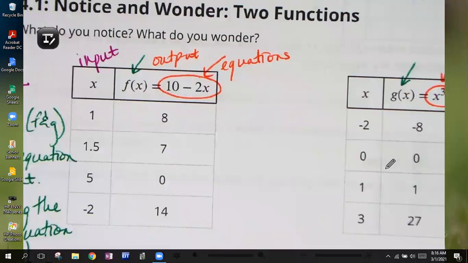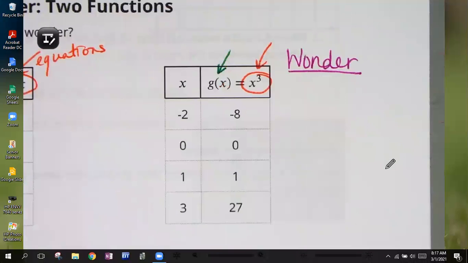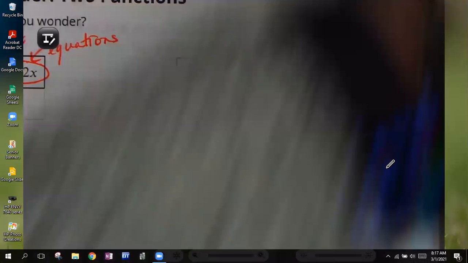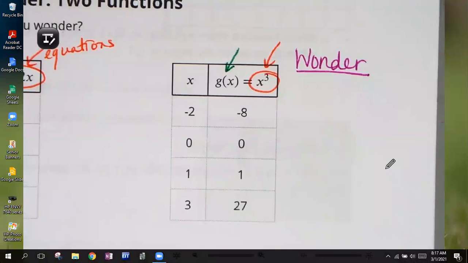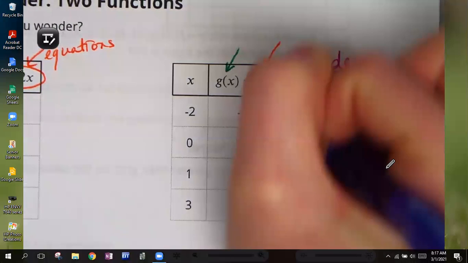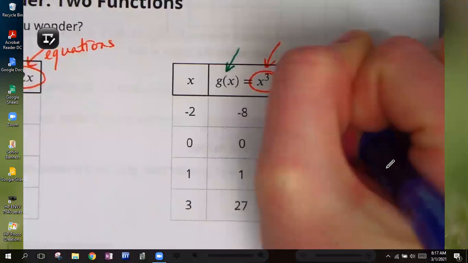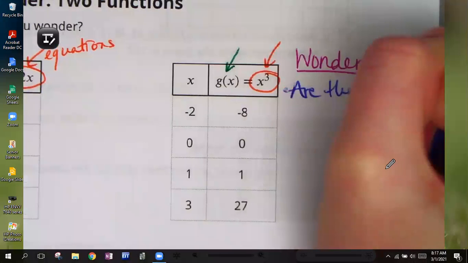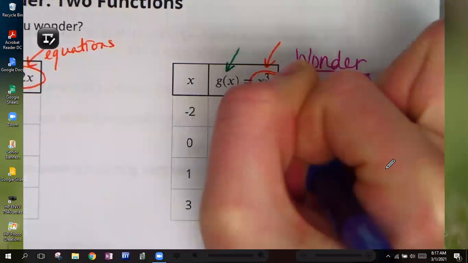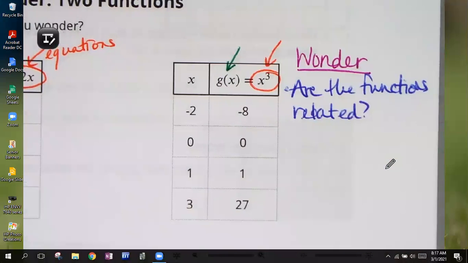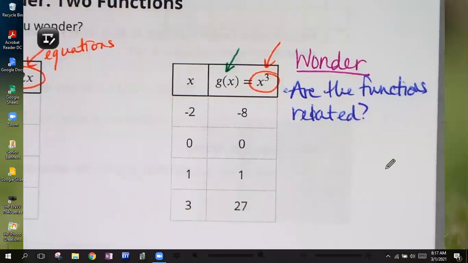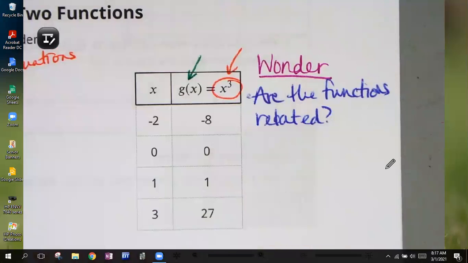Okay, now, what do you wonder? What are our questions? Some of our notices may have answered our wonders, but Connor, what do you notice? Are the graphs related, or the whatever they are, functions related? Okay, so it could be like one of those scenarios with the dog at the pole. One function could represent day 1, one function could represent day 2. Okay, so they may be related.